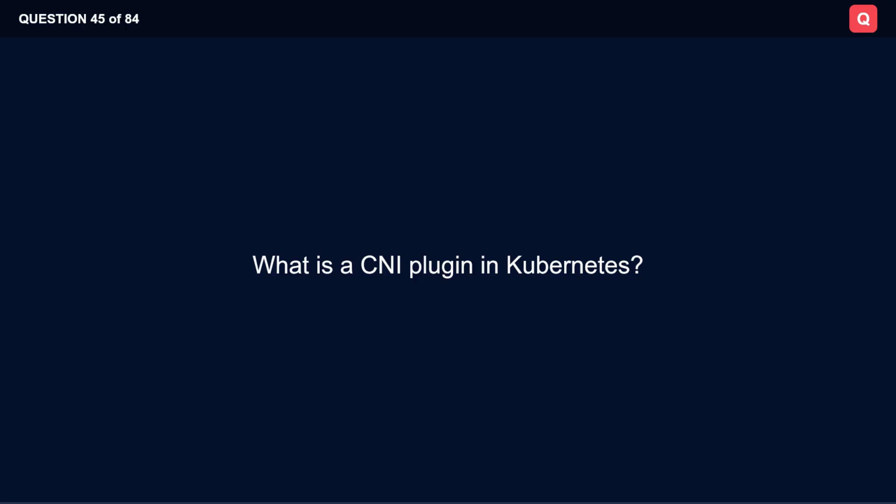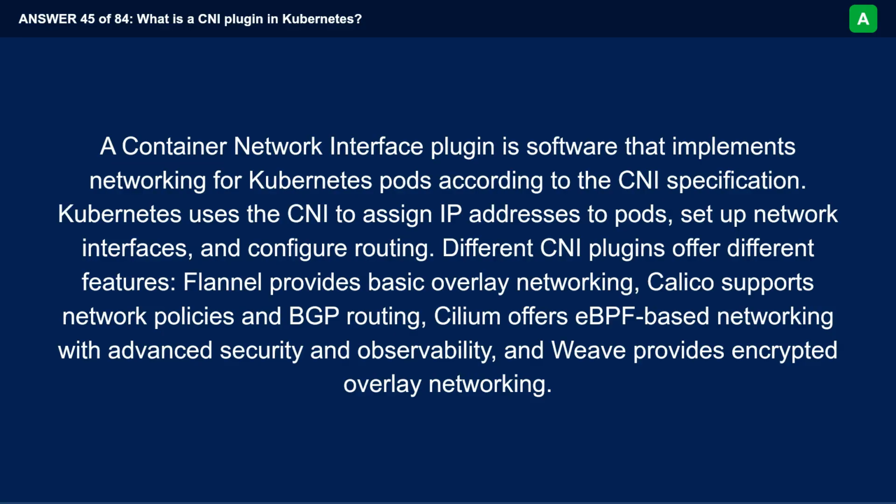What is a CNI plugin in Kubernetes? A Container Network Interface plugin is software that implements networking for Kubernetes pods according to the CNI specification. Kubernetes uses the CNI to assign IP addresses to pods, set up network interfaces, and configure routing. Different CNI plugins offer different features.